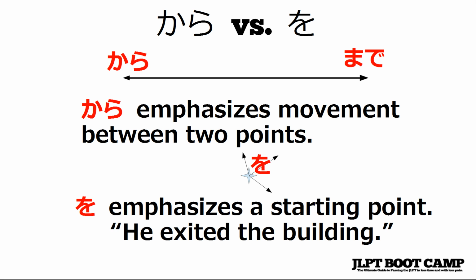So you can try to think of it again as he exited the building. If you can use it in that sense without from, he exited the building, he went away, he left the building, he left school, try to think of it in that sense. It's emphasizing the starting point and not traveling between 2 points when you're using O to mean a starting point.